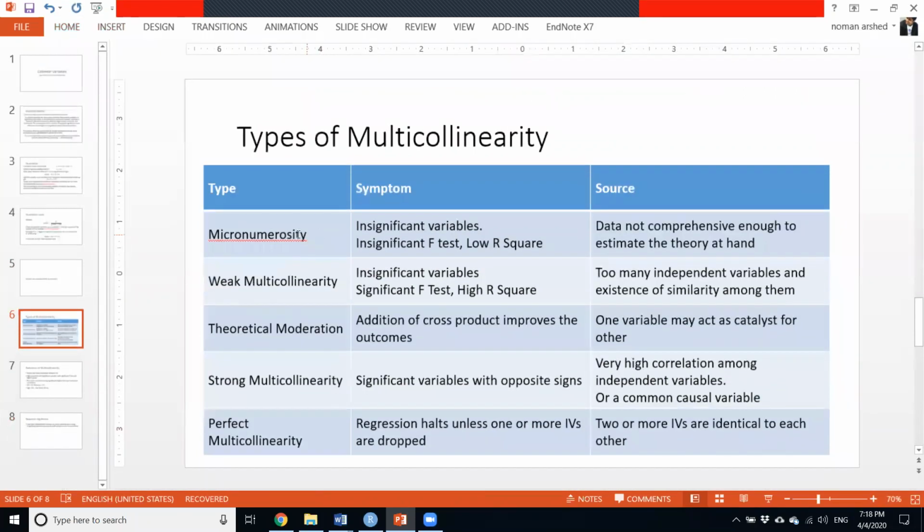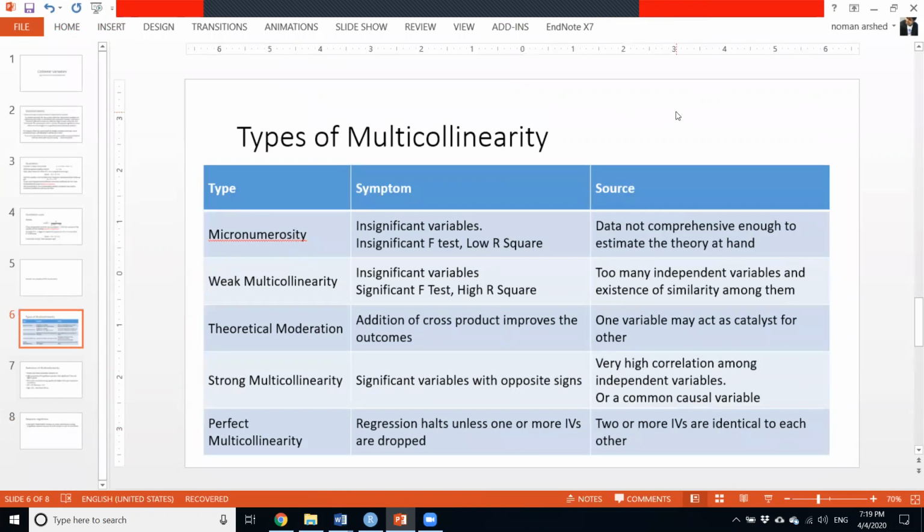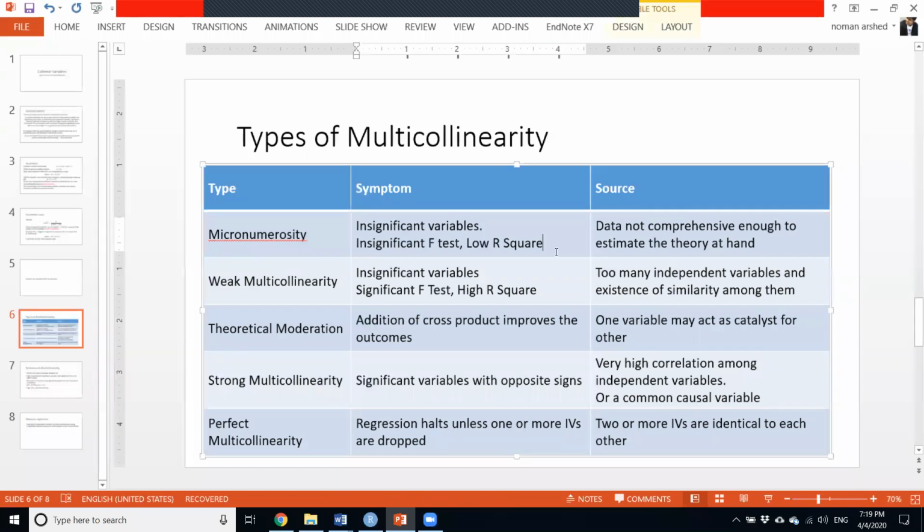and what the source is. So the first common problem that is similar to multicollinearity is micronumerosity. Micronumerosity has similar symptoms to multicollinearity, so I have added it as a part of multicollinearity. The symptom of micronumerosity is that there will be insignificant variables. The overall F test will be insignificant. The R square will be very low.